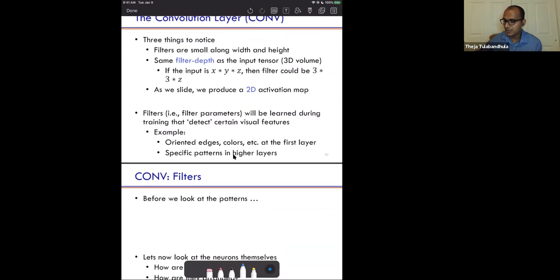Okay, this slide is not talking about that. So it's trying to interpret what filters mean. Filters are essentially some sort of edge detector or a color detector and variations like that. Okay, that's what filters essentially mean.